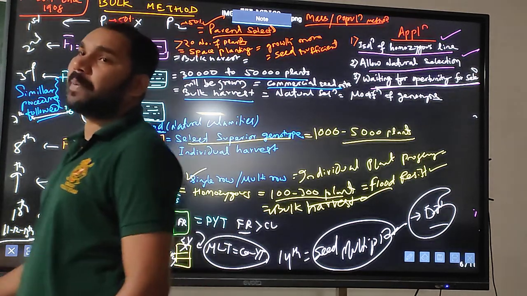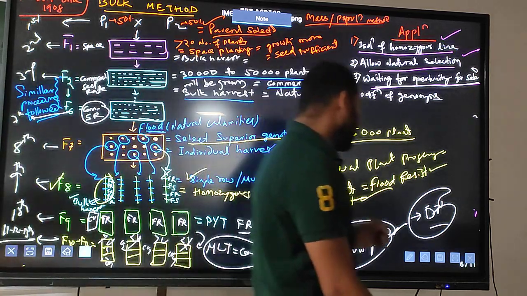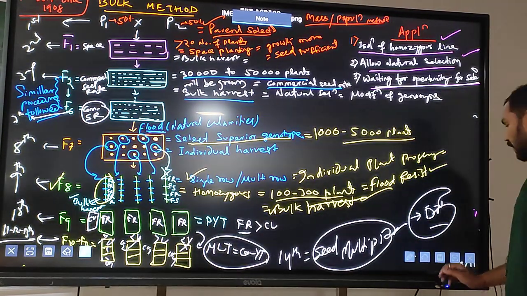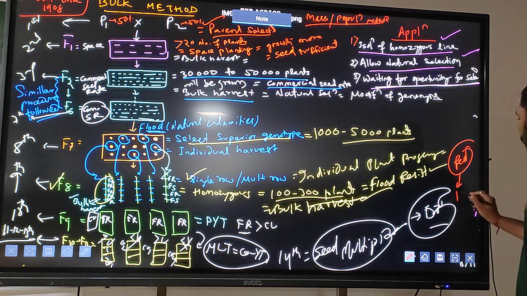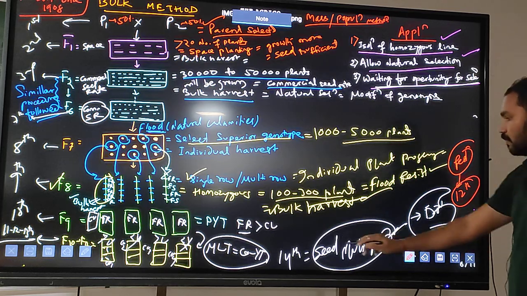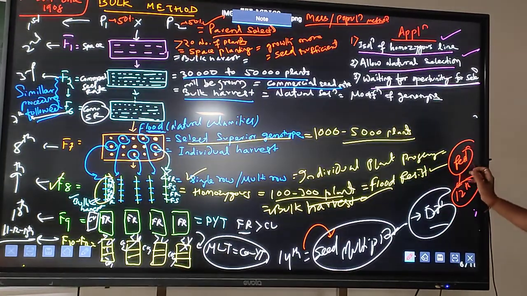So if I compare the pedigree method and the bulk method, then I can say in case of the pedigree method, in the 12th year I have gone for the seed multiplication process. In the pedigree method, the seed multiplication is done in the 12th year. But here, in the bulk method, I am going for the seed multiplication process in the 14th year. So in case of the pedigree method, I will take 2 years less than the bulk method normally.